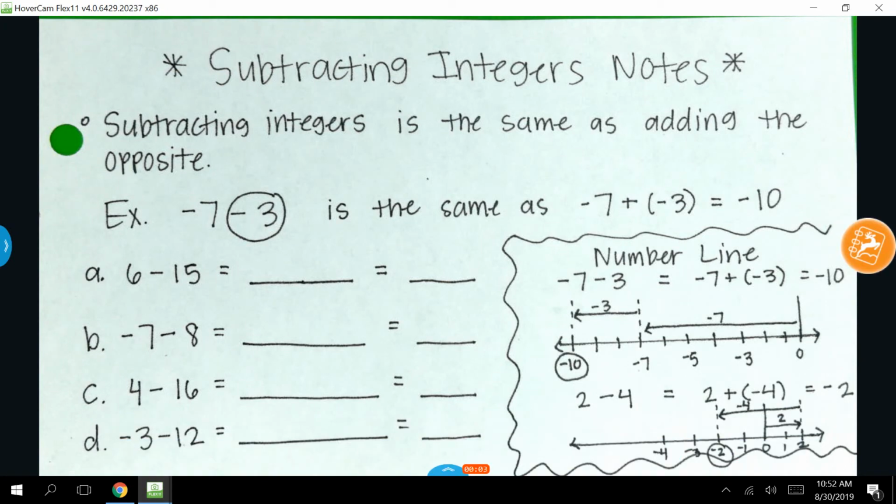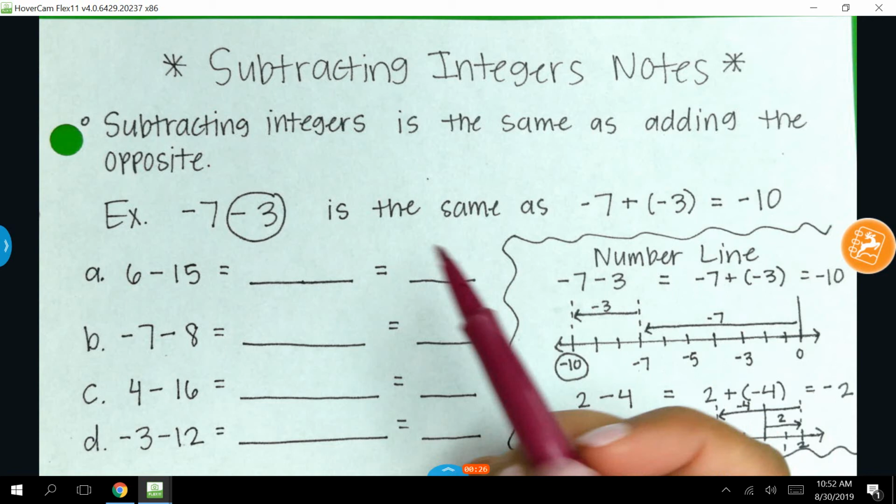Okay, so subtracting integers is the same as adding the opposite. If I'm subtracting two integers, it's the exact same thing as adding the opposite. Opposite meaning if I have a negative number, its opposite is positive. If I have a positive number, the opposite would be that same number but negative.